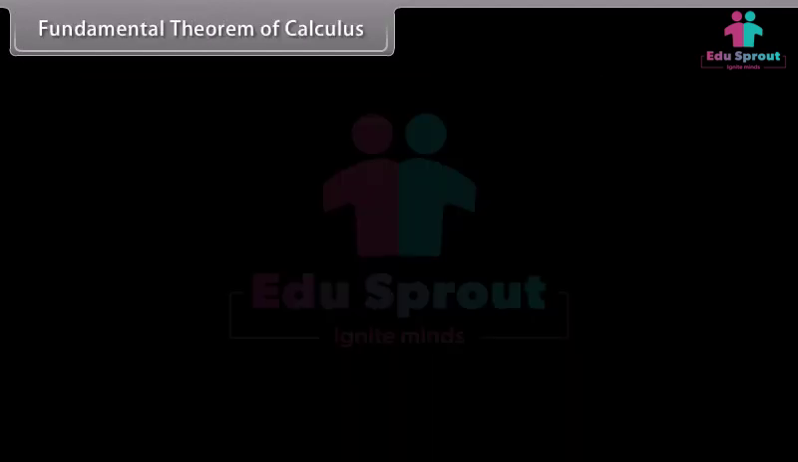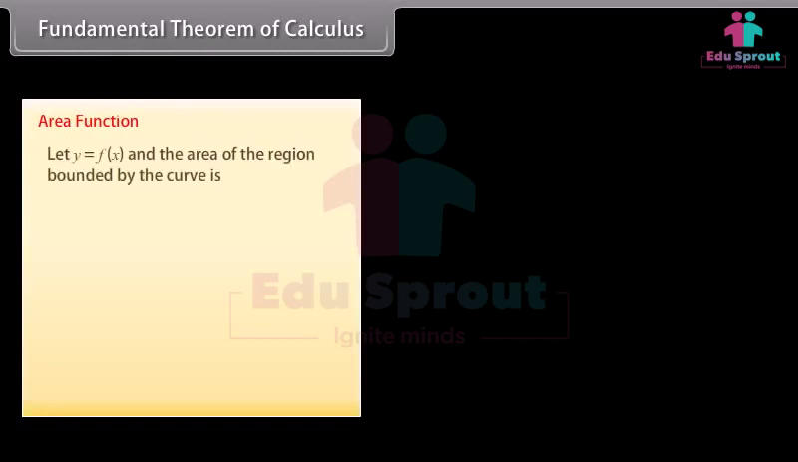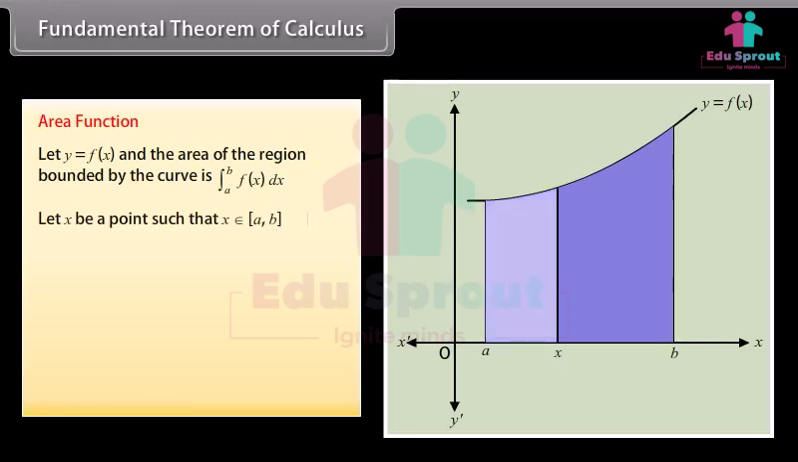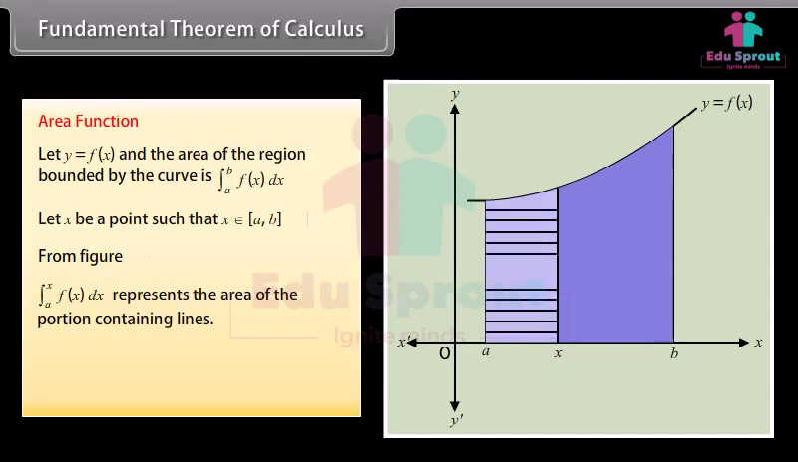Fundamental theorem of calculus. Area function. Let y is equal to f of x, and the area of the region bounded by the curve is the integral of f of x with lower limit a and upper limit b with respect to dx. Let x be a point such that x belongs to [a, b]. From the figure, the integral of f of x with lower limit a and upper limit x with respect to dx represents the area of the portion containing lines. We can say it as area function A of x.